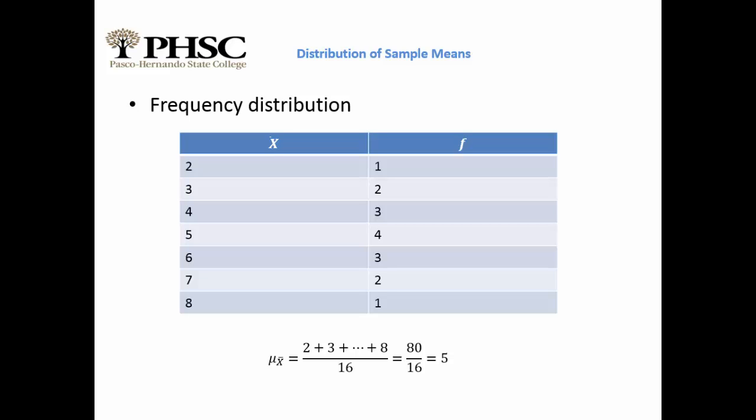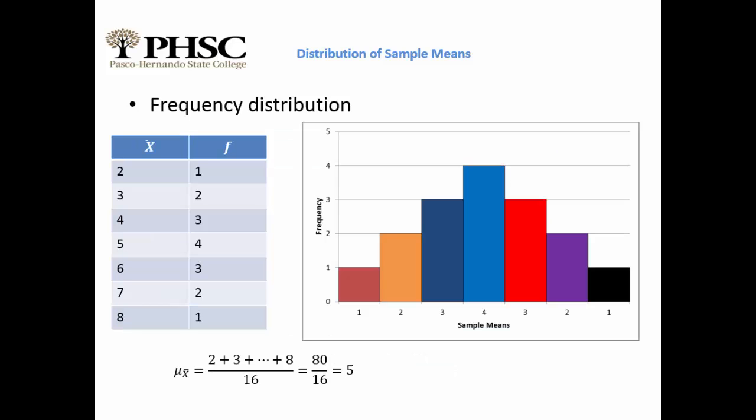In the frequency distribution, when the mean X is 2, that occurred 1 time. The mean is 3, that occurred 2 times, and so on. Looking at this frequency distribution, it looks like it's normally distributed because it goes 1, 2, 3, 4, and then 3, 2, 1. Now, the mean of this sampling distribution of the sample means is actually 5. And that's the same mean that we had when we just got our population, which was just the class.